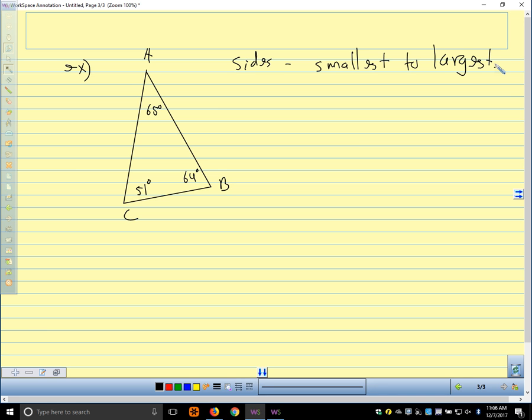All right, so what's the shortest side here? And remember, go by what the information tells you, not by what the picture looks like. AB is going to be the smallest side because it's across from the smallest angle. What's the next one? The medium one. AC is the medium one because it's across from the medium angle. And that only leaves the largest one is across from the largest angle, so that's got to be CB.